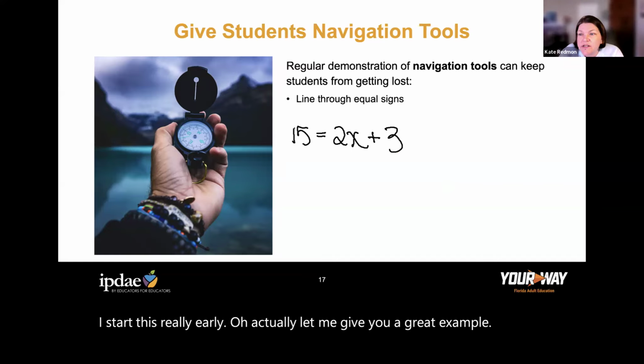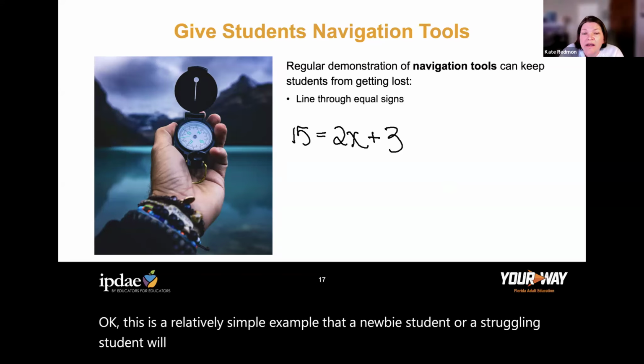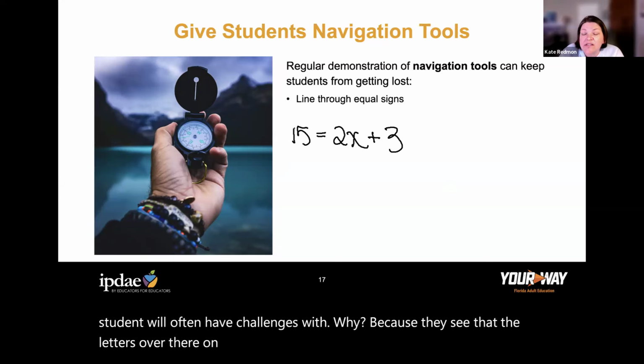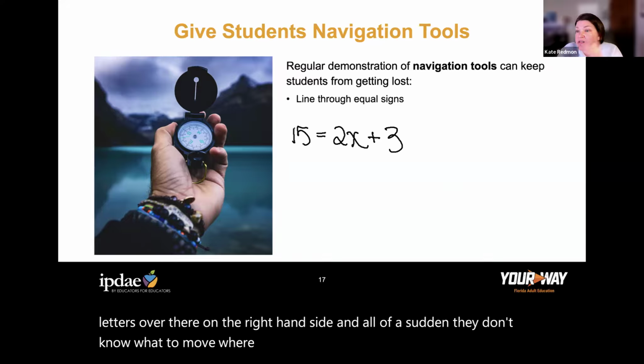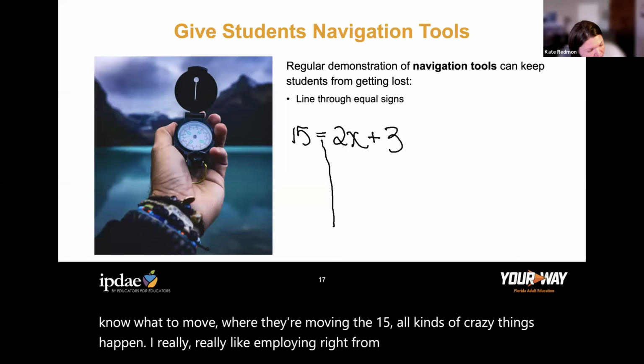Okay, this is a relatively simple example that a newbie student or a struggling student will often have challenges with. Why? Because they see the letters over there on the right-hand side, and all of a sudden they don't know what to move where. They're moving the 15, all kinds of crazy things happen. I really, really like employing right from the start just a line through the equal sign.